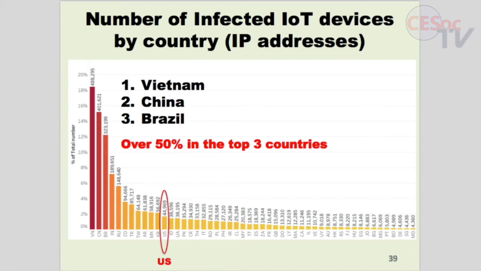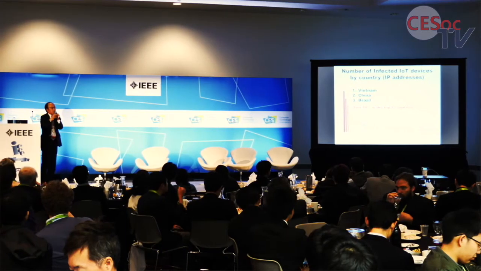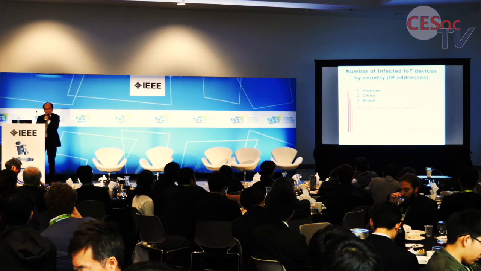In addition to this, the United States is maybe around 10th. And fortunately, there's no Japan. But according to our observation, the number of infected IoT devices in Japan is increasing now. At this time, it's around 1,000 to 2,000 in Japan.